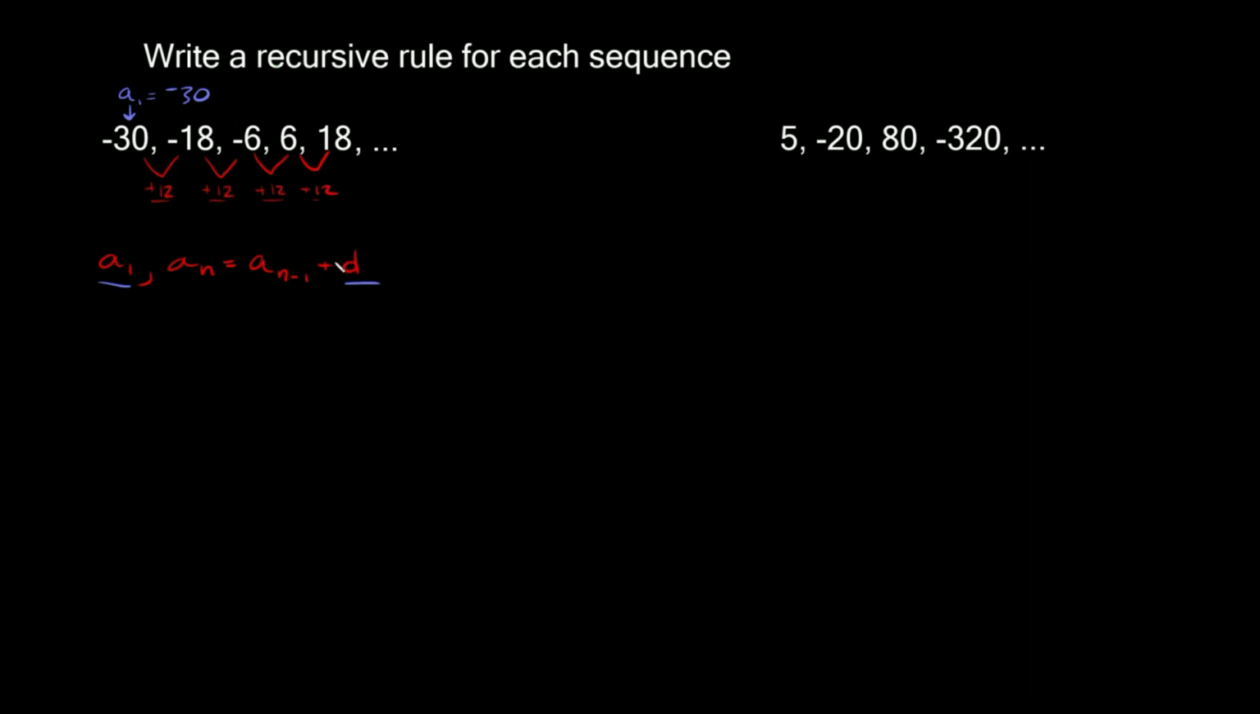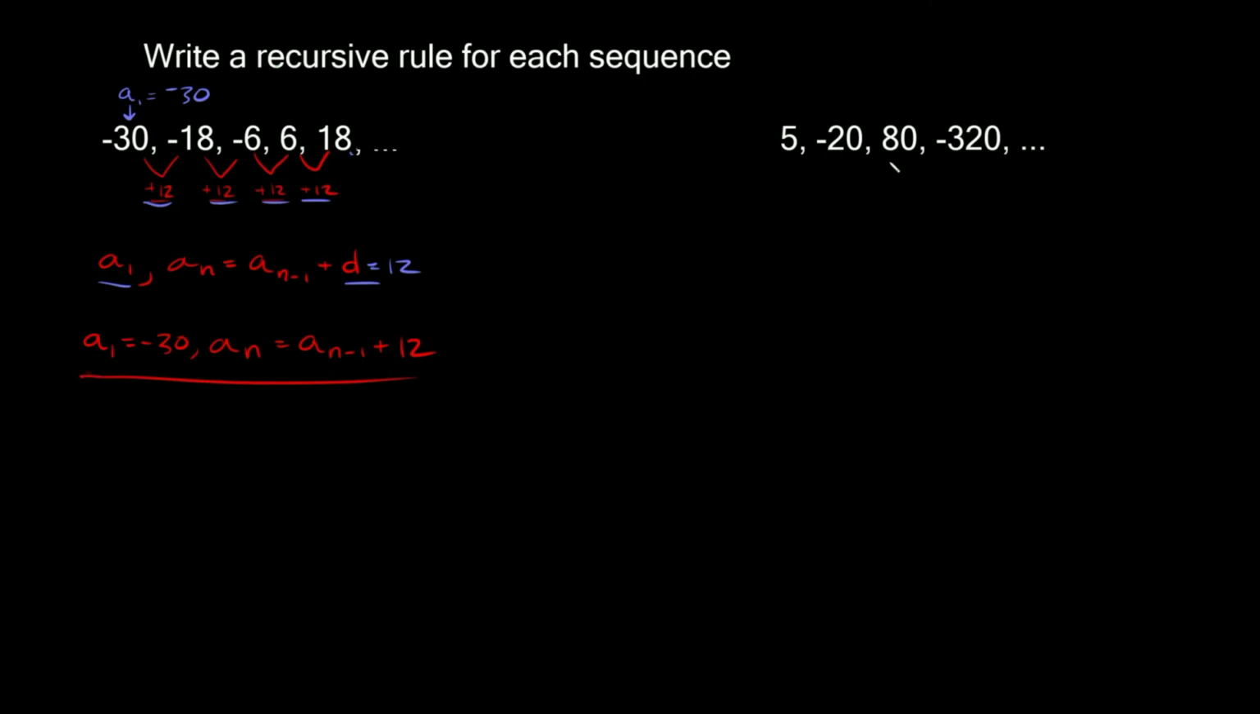And then d is the common difference, or the number that you just keep adding or subtracting over and over again. Here you can see it's just 12, so d is equal to 12. Let's write this out. a sub 1 is equal to negative 30, comma, and then a sub n is equal to a sub n minus 1 plus d, or plus 12. So that would be our recursive rule for this sequence.